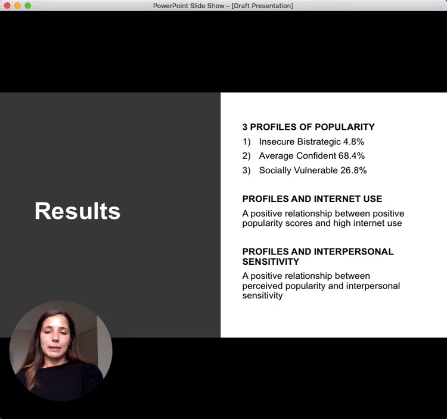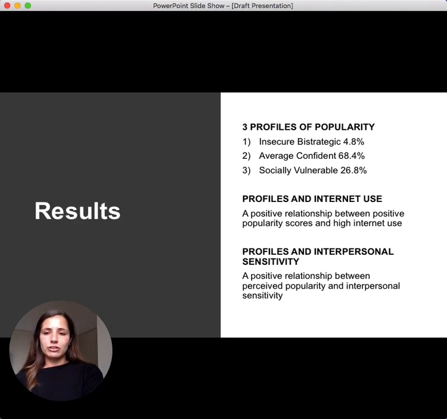Profile 2 has been named average confident. This made up 68% and the largest proportion of the population. It is characterized as both average positive and negative popularity scores, as well as slightly higher scores of self-perceived popularity. The third and final made up 26.8% and has been named the socially vulnerable profile. This comprised of students that were relatively high on negative popularity and low in terms of positive popularity and self-perceived.